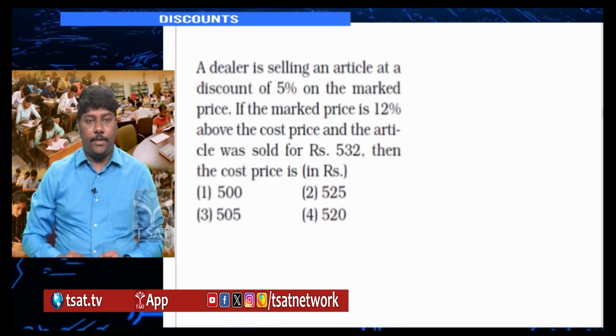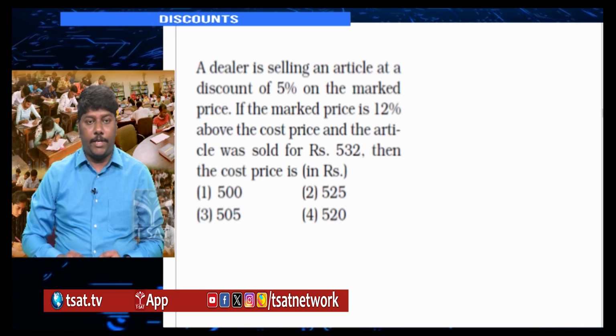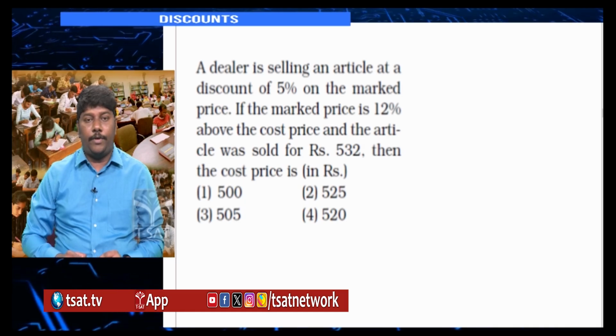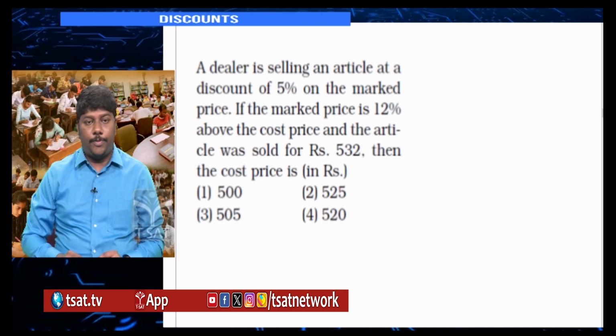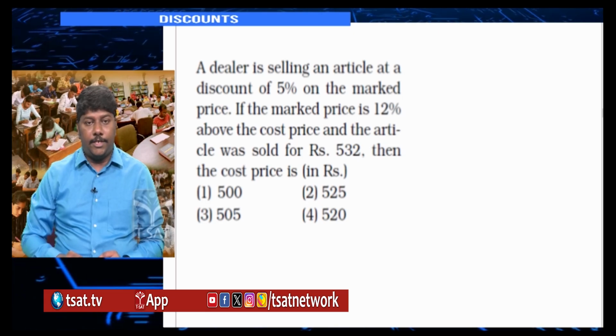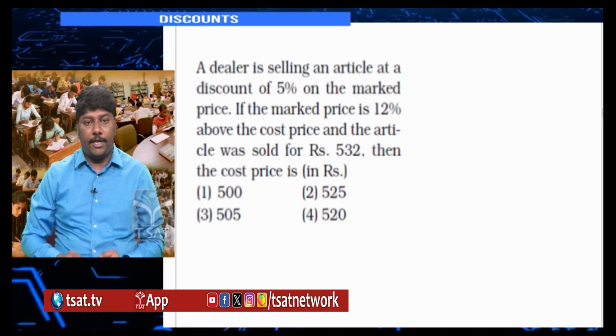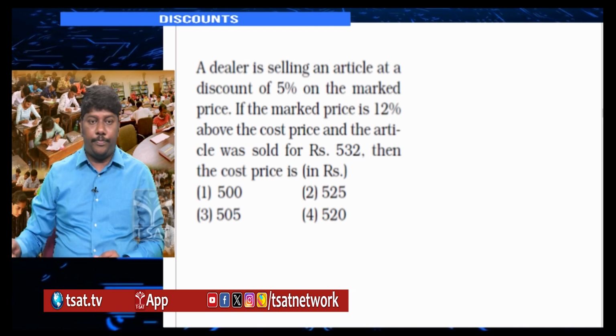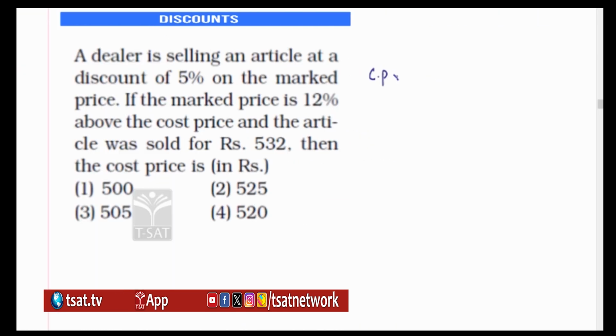Look at this problem. A dealer is selling an article at a discount of 5% on the marked price. If the marked price is 12% above the cost price and the article was sold for 532, then the cost price is? So here discount percentage is 5% of the marked price, and the marked price is 12% above. So it is giving you markup percentage and discount percentage. So cost price, you are increasing it by 12%. 12% increase is 112 divided by 100. You are decreasing it by 5%. 5% decrease is 95 by 100 or 19 by 20, is equal to 532.